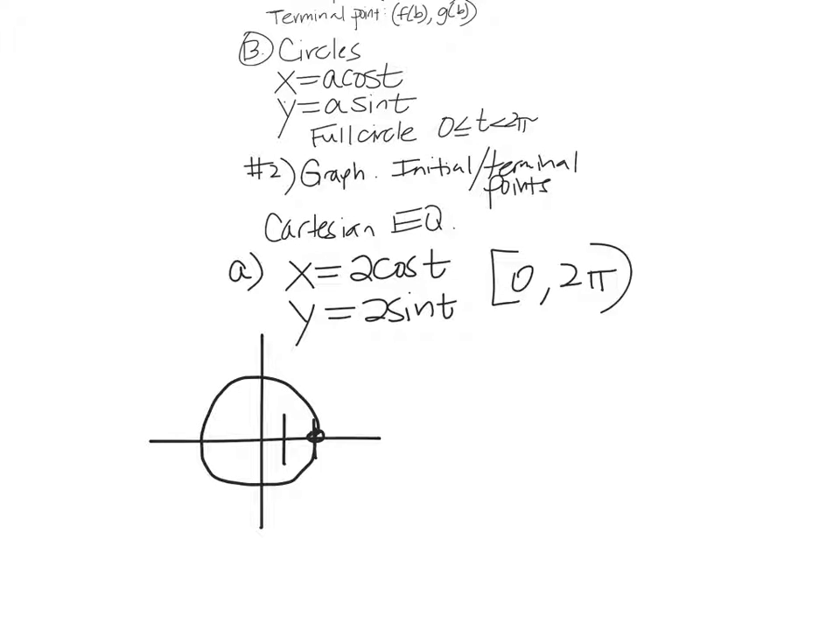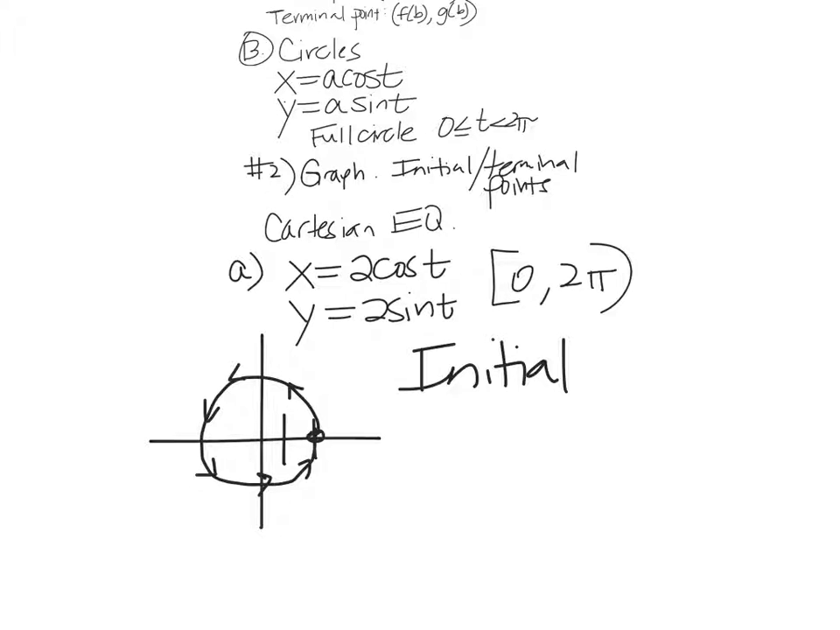And actually, parametrizations have a direction too. I'm not too picky on that, but the correct way would be going like this, because that's the way the parametrization went from 0 to 2 pi. It went around the circle. Sometimes it can go the other way, but it doesn't matter. Okay. Our initial point is when t equals 0.